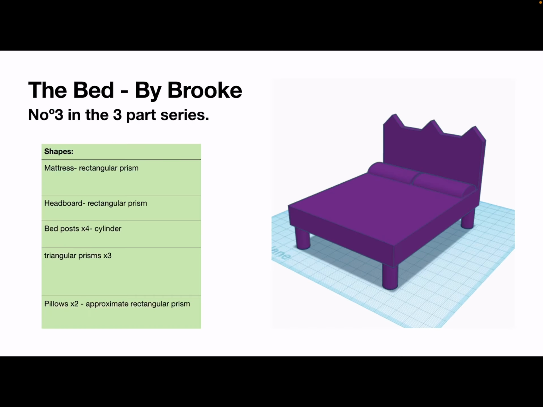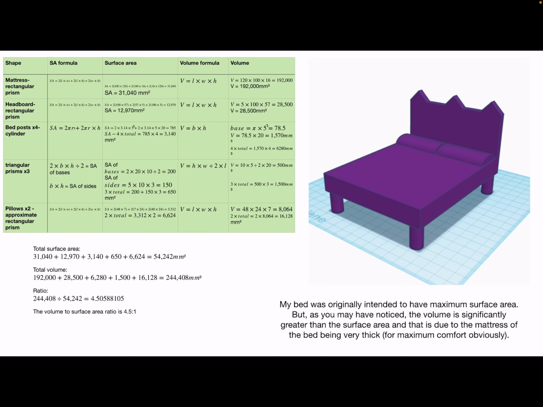And the last part in the 3-part series is the bed by me. The mattress, headboard, and pillows were all calculated as rectangular prisms. The bedposts, which are 4 of them, are cylinders, and the triangular prisms that are on top of the headboard are just for added flair. Since you already heard about rectangular prisms and cylinders, I will quickly explain triangular prisms.